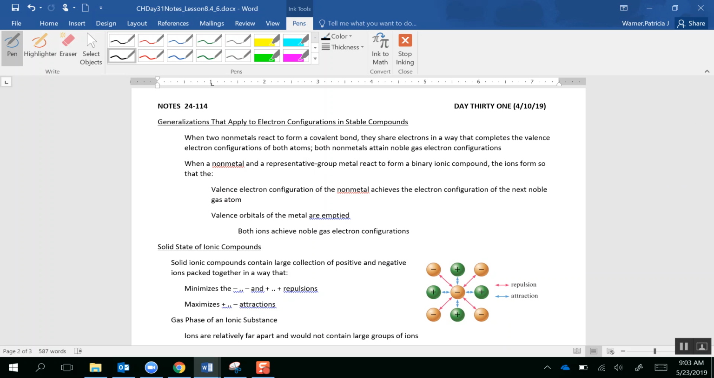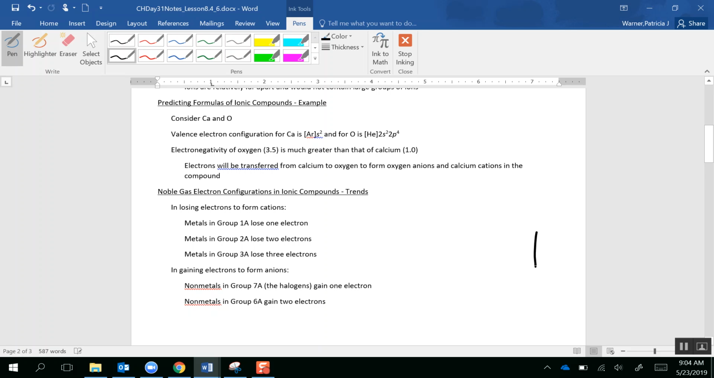When you have a covalent bond, both of the nonmetals are trying to gain what we call a noble gas electron configuration. Same thing when we have an ionic bond: the nonmetal is going to add electrons to obtain that noble gas configuration, and the metals are going to empty electrons so they can get that noble gas electron configuration. This will all make sense within the next lesson when we start talking about electron configurations.